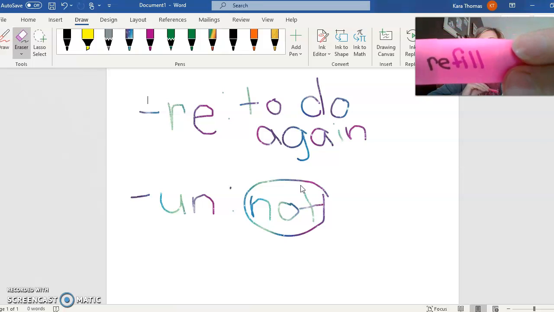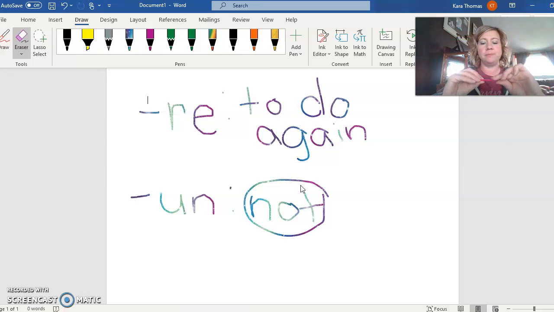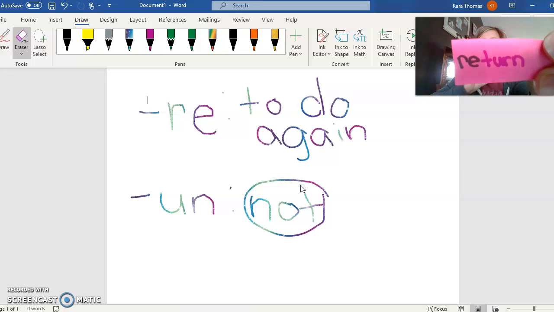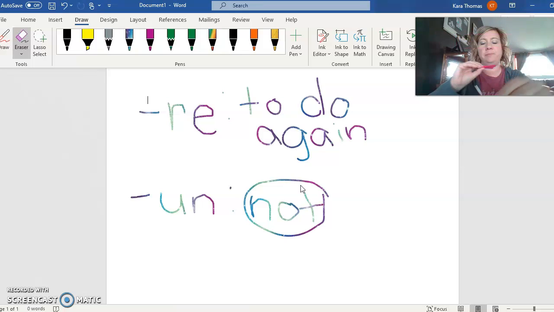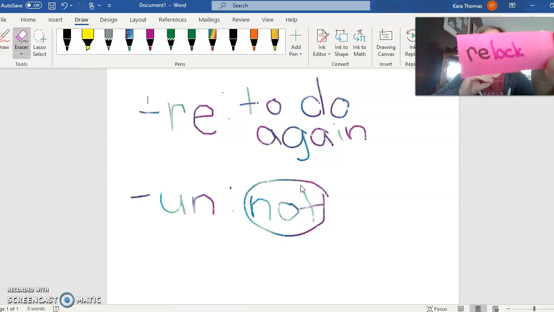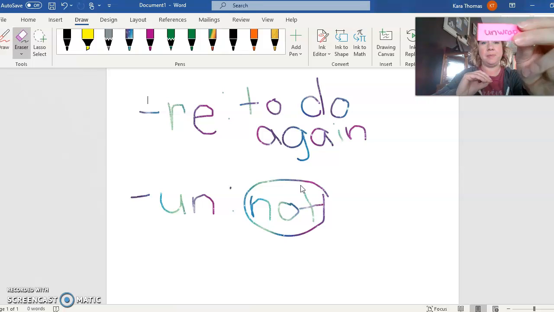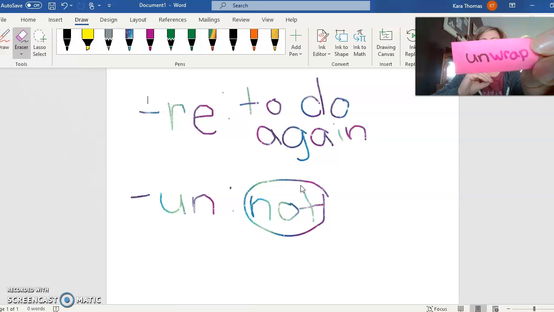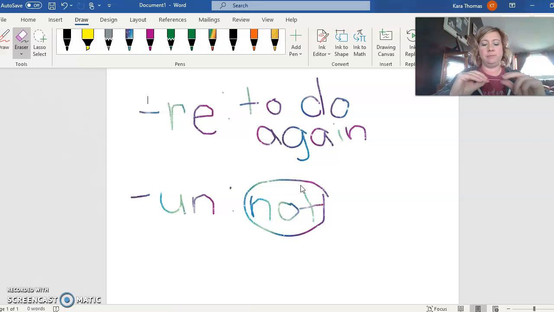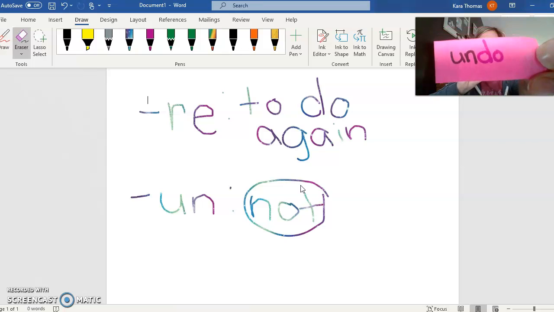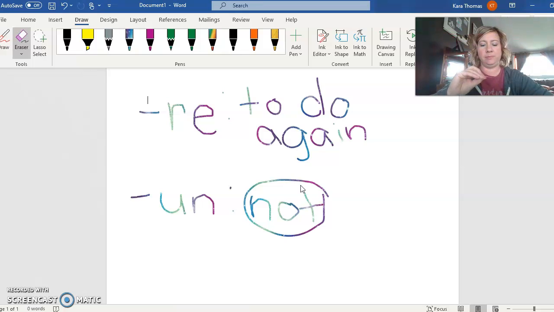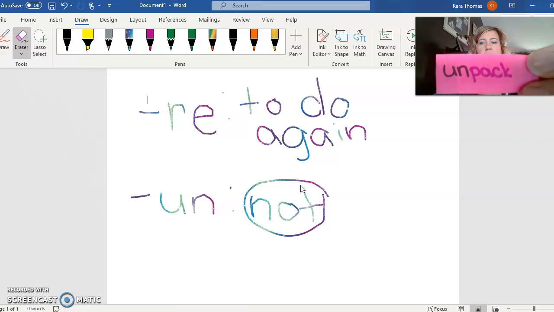Refill. Refill. Return. Rezip. Relock. Unwrap. Undo. And last, we have unpack.